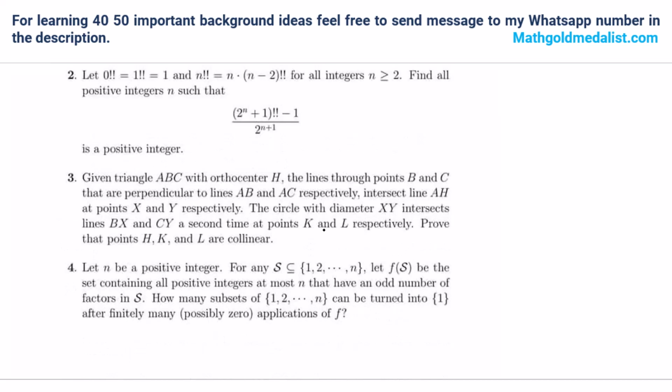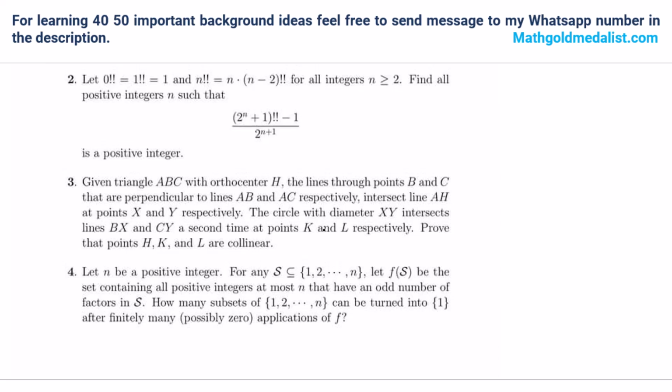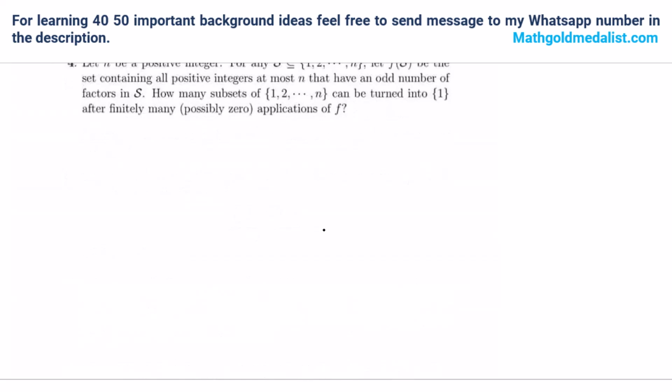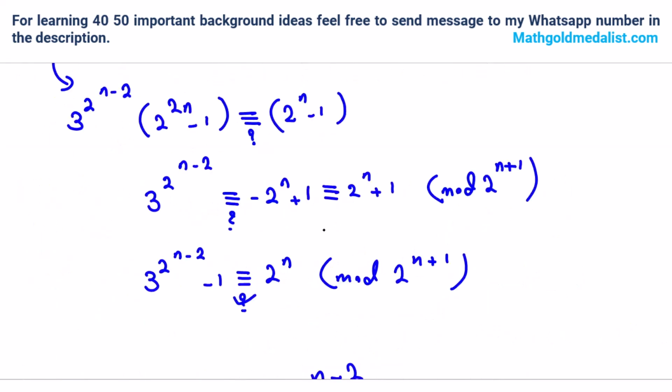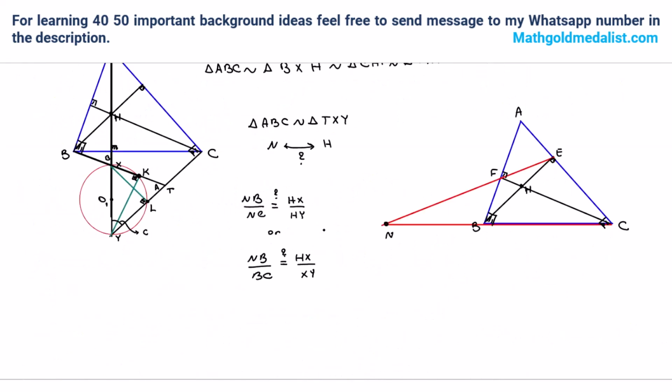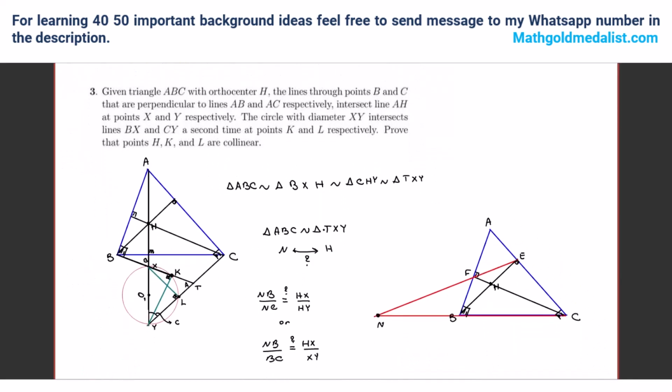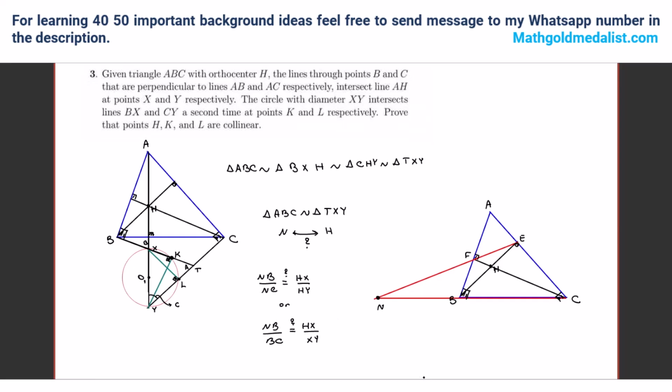Okay, so last session we tried problems 1 and 2, right? We solved them. And for problem 3, I told you these things, right? Remember them? By angle chasing, we proved that ABC, EXH, CHY, TXY are concurrent or similar.